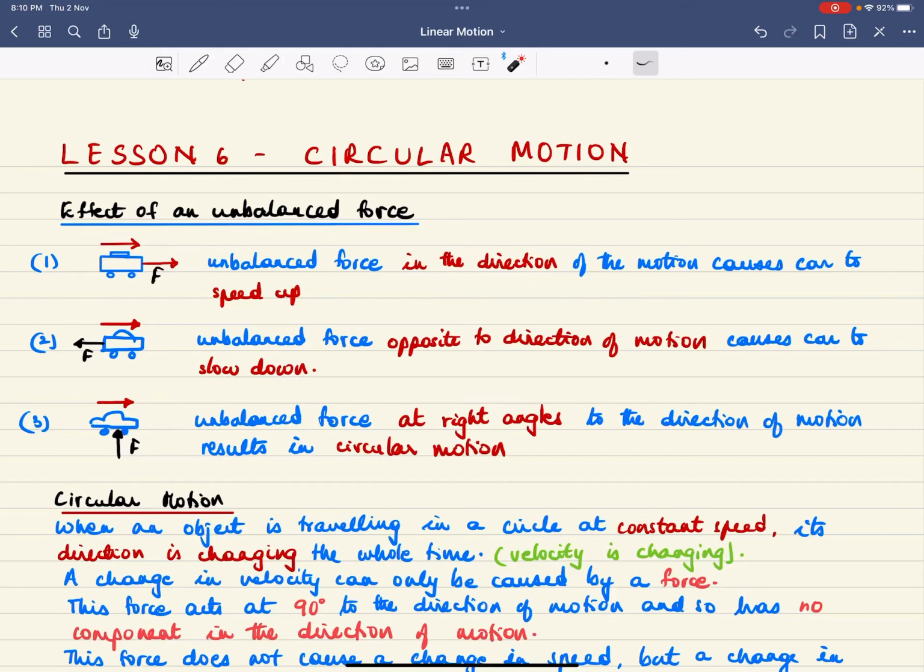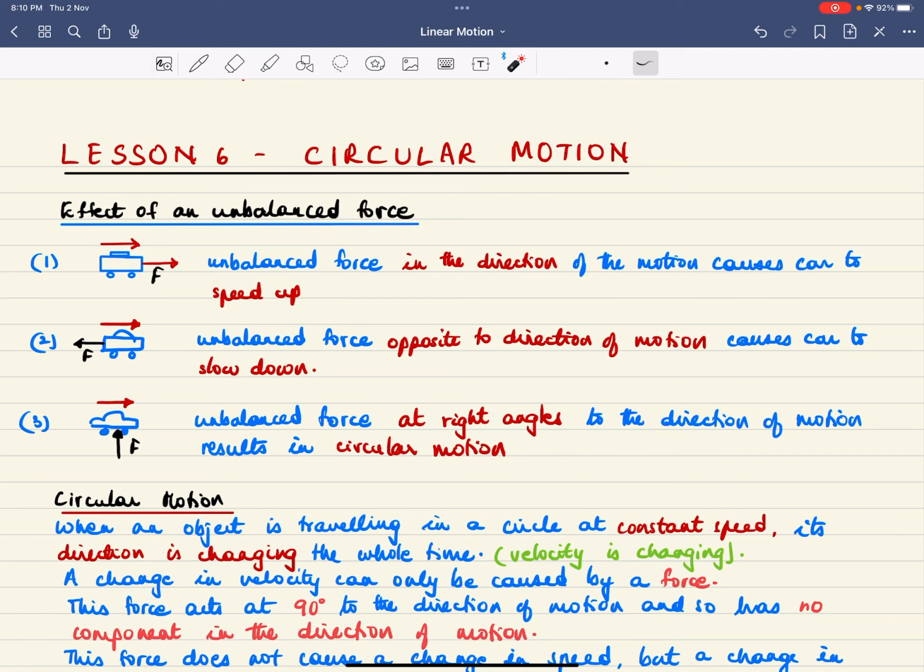John for Year 13 Physics, Mechanics and Linear Motion, and today's lesson is lesson 6, which is dealing with circular motion. So the way I state circular motion is we look at the type of motion that is caused depends on the unbalanced force and which direction is that unbalanced force acting.